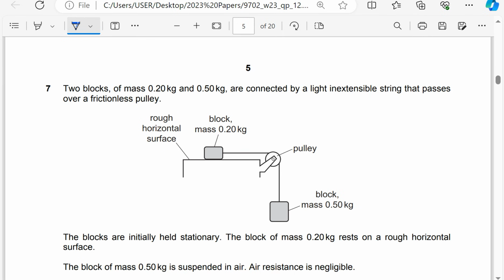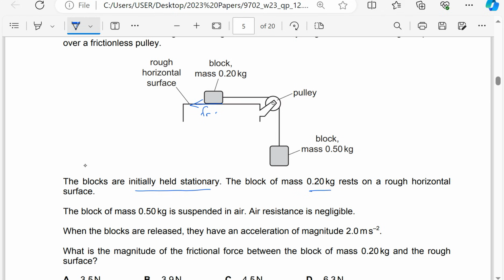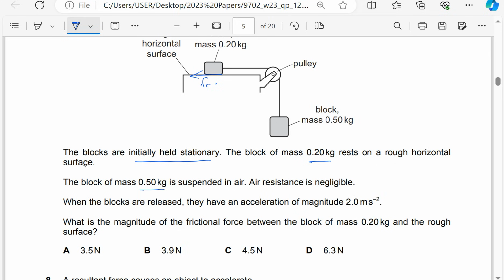Two blocks of mass 0.2 kilograms and 0.5 kilograms are connected by a light inextensible string that passes over a frictionless pulley. The blocks are initially held stationary. The block of mass 0.2 rests on a rough horizontal surface, so there is friction here. The block of mass 0.5 is suspended in air. Air resistance is negligible. When the blocks are released, they have an acceleration of magnitude 2 meters per second squared. What is the magnitude of the frictional force between the block of mass 0.2 and the rough surface?